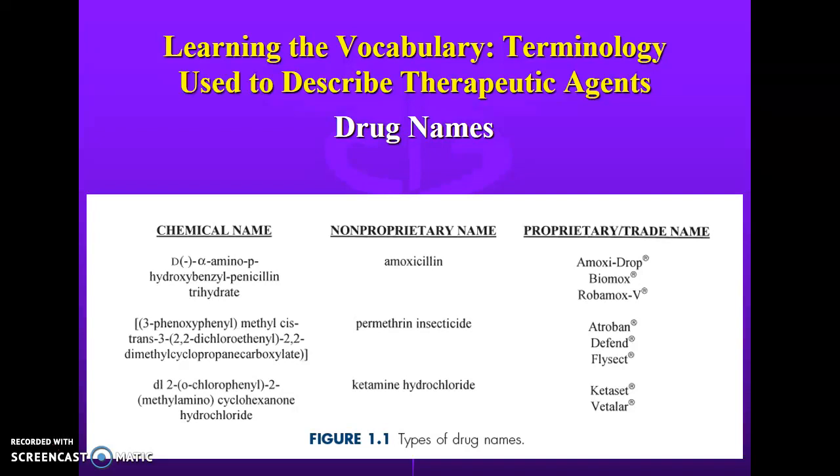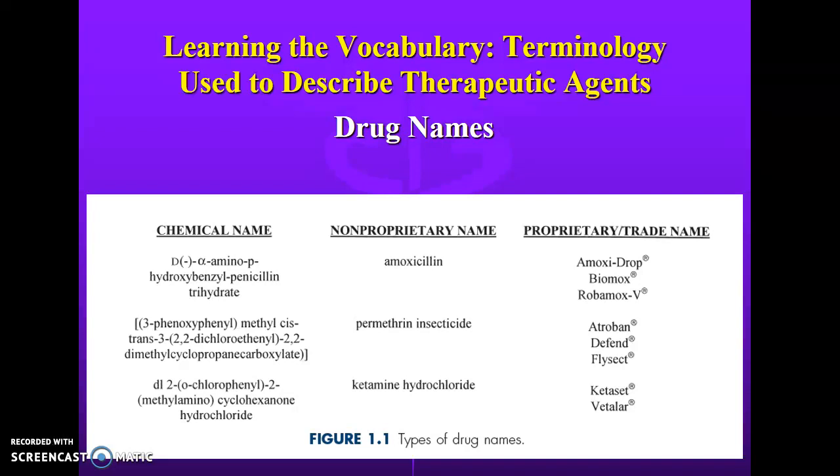We don't use that chemical name, but chemists and pharmacists do, and you should be aware that there is a chemical name that describes the chemical formation of a drug. We're going to use non-proprietary names. We can also call these generic names. Amoxicillin is a generic name.